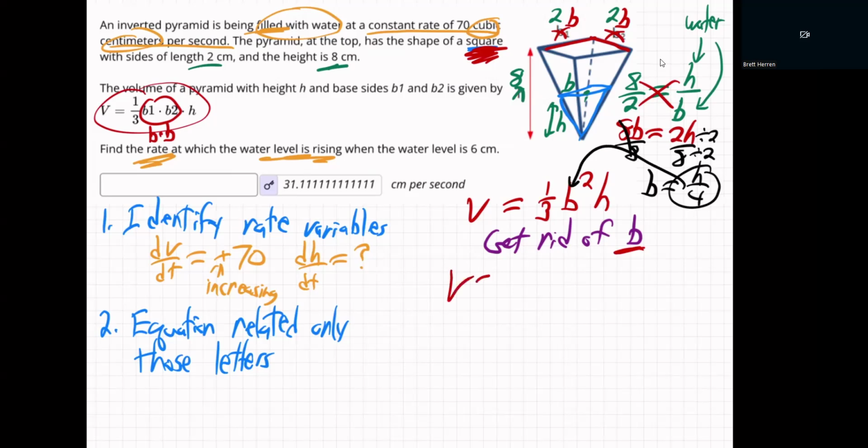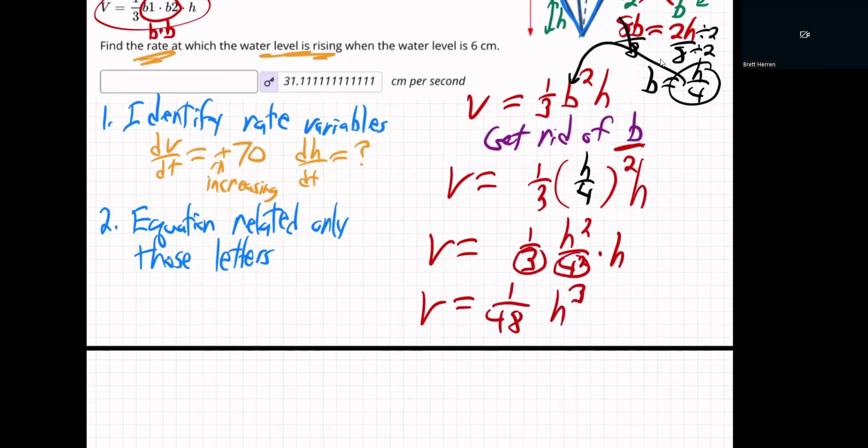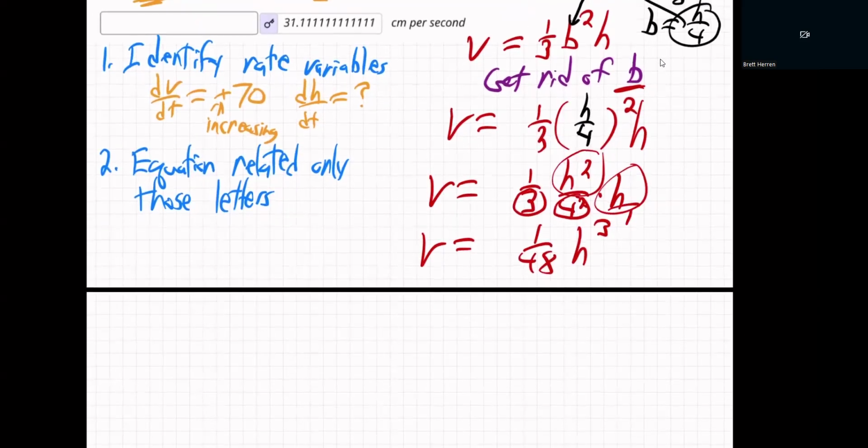So now, volume of water is 1/3 times h over 4 squared times h. You see that? So the volume equals 1/3 h squared over 4 squared times h. If you multiply that in your calculator, you get 1/48 h cubed, because 3 times 16 is 48, and h squared times h is h cubed. So there's our equation.